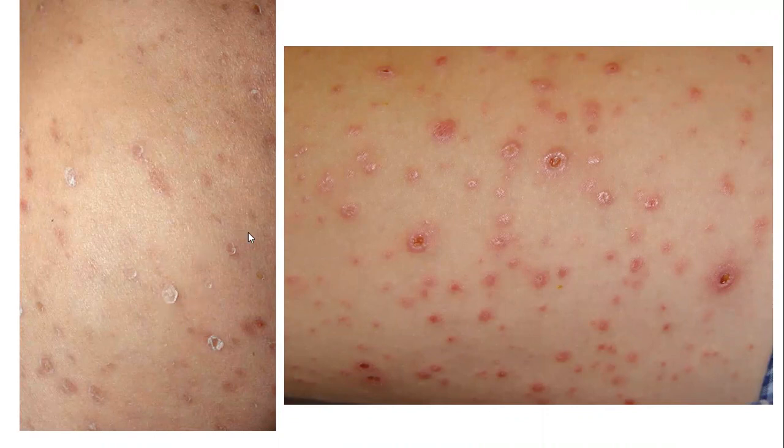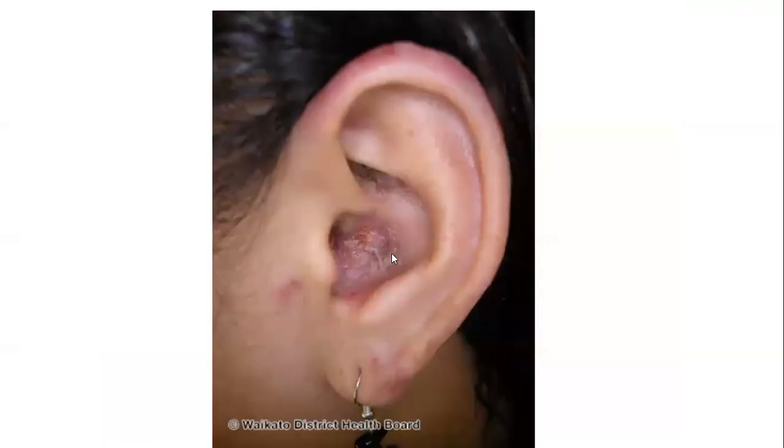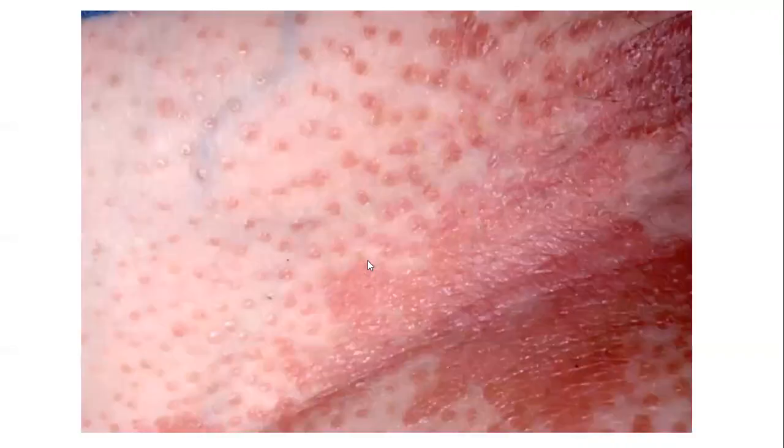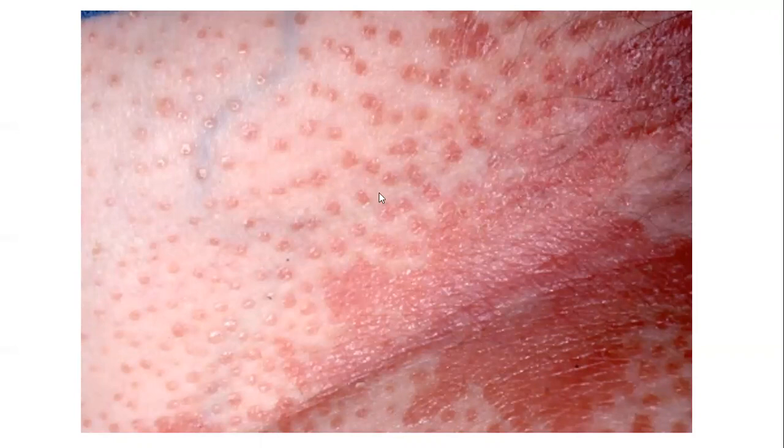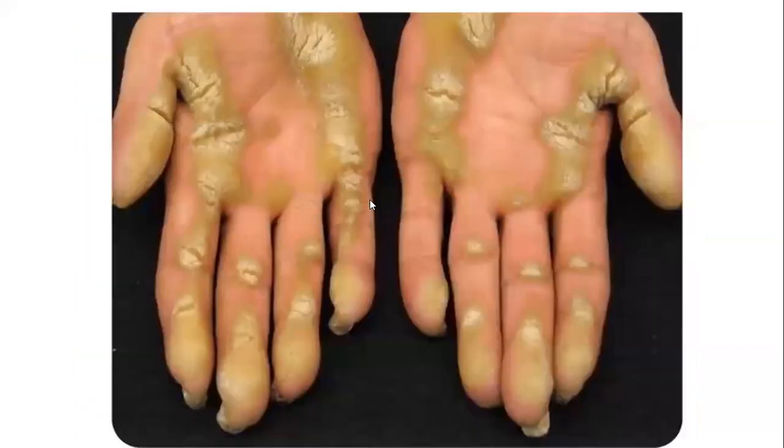So this is another form of scaling. Then these are the tin tack scales, which are seen in DLE. If you remove the scales, there will be pointed tips underneath the scale surface. This is the follicular scaling, follicular psoriasis or follicular eczema. The scales are seen on the hair follicles.